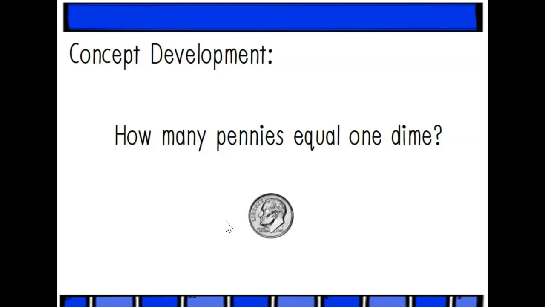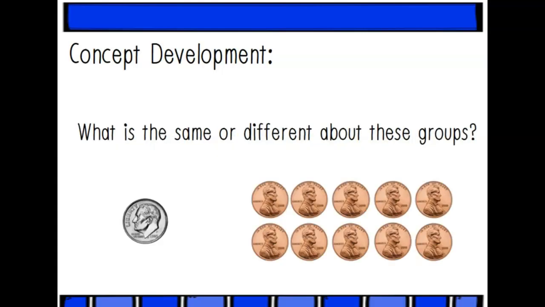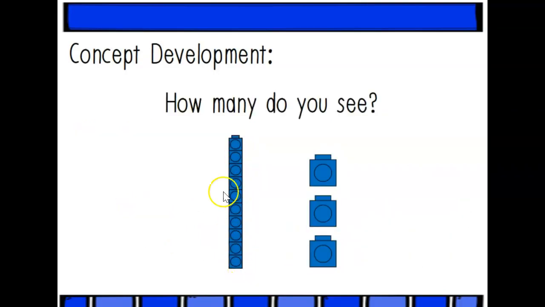Okay? How many pennies equal 1 dime? A penny is worth 1 cent. A dime is worth 10 cents. Therefore, there are 10 pennies to make 1 dime. It takes 10 pennies to make 1 dime. This is the same amount of money. This is 10 cents. This is 10 cents. Okay, this is a 10 stick. This would be like your dime. And these are ones, 3 of them. This is like your pennies.